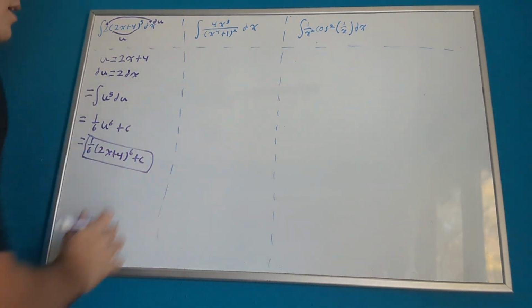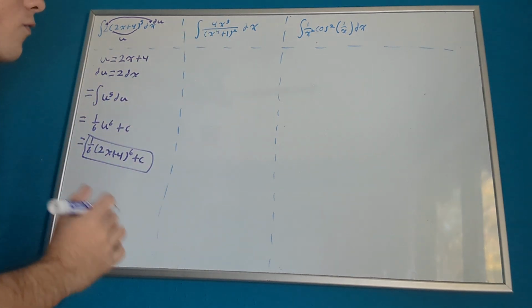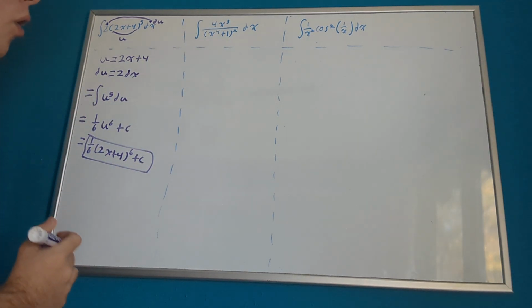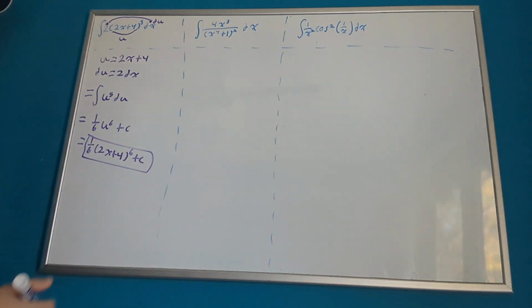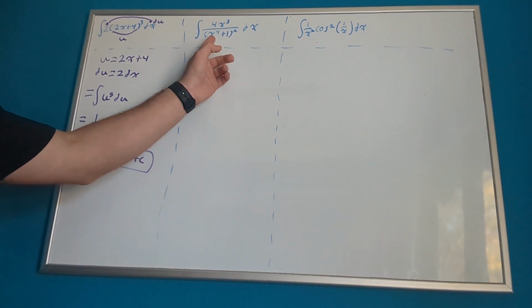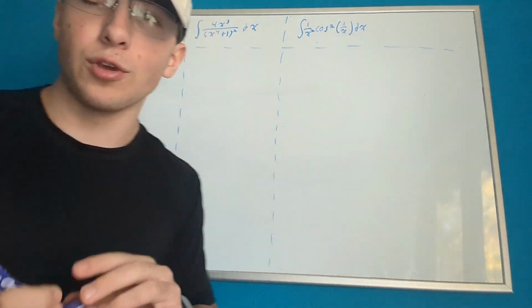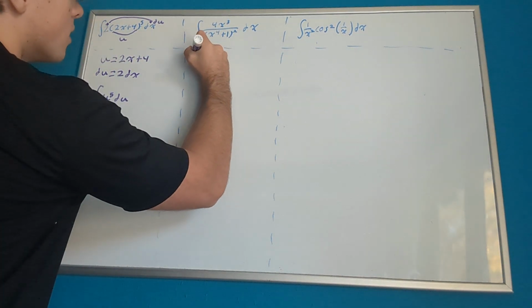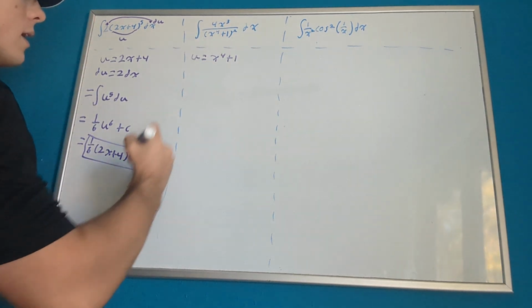Now, let's go up here. So now we have a rational function. We have 4 times x cubed over (x to the 4th plus 1) squared, right? So what's our biggest problem? Our biggest problem is going to be the (x to the 4th plus 1) squared, right? So that's what we're going to let u equal. So u equals x to the 4th plus 1.